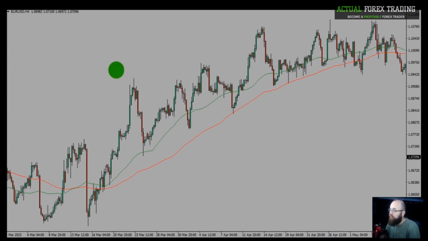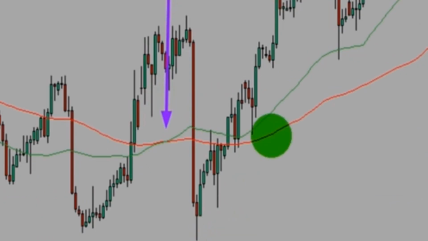Using the same principles before, price is above the moving averages, they're moving up, we have an uptrend. That is still applicable, but you can see with my two moving averages, we actually have something called a moving average cross, which is here. So the moving averages cross.